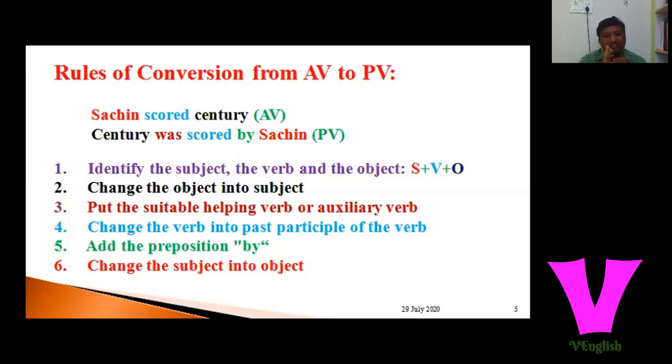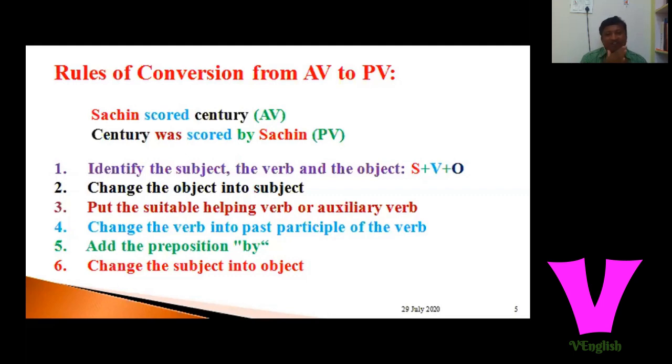Okay, that is the first we have identified. Then we have to change the object into subject. Okay, next, third one. Put the suitable helping verb or auxiliary verb. Then in the passive voice, it is more important to write a helping verb according to the subject and tense also. This is more important, my dear students.